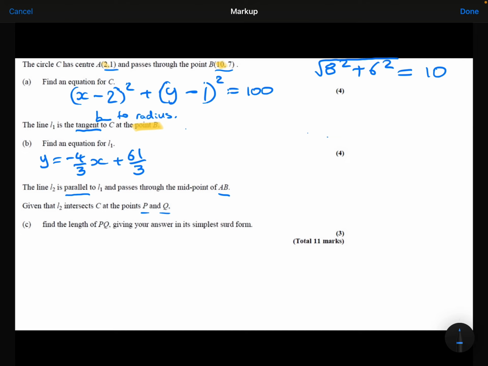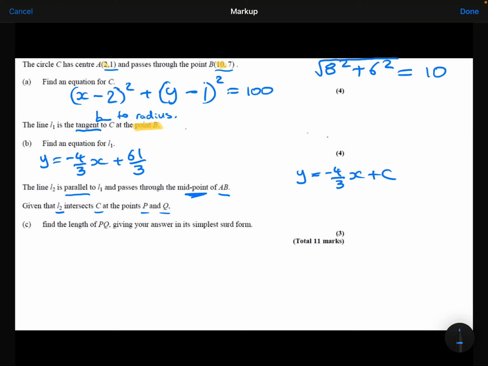So P and Q is where L2 intersects the circle. So let's work out the equation of L2. I know it's parallel, so it has the same gradient. So y = -4/3 x + something. And I know it passes through the midpoint of AB.